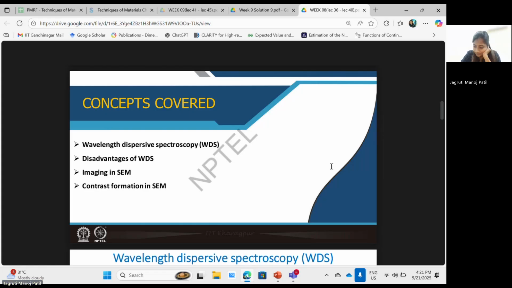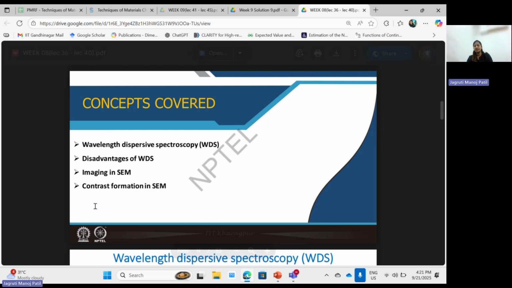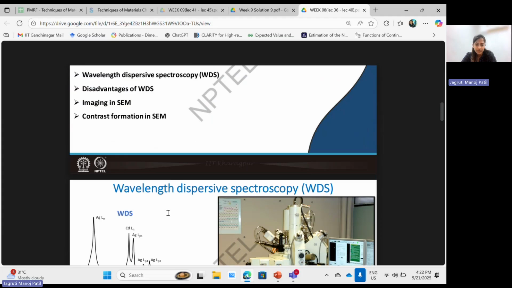We'll start with the second one, that is wavelength dispersive spectroscopy. We'll see the disadvantage of it and how it's being imaged. Imaging in SEM will give us the same thing which we saw previously: how pixels are being processed, how the resolution of your image is being generated, and how the display size affects us. And then also contrast formation in SEM. So we'll see these four things here.